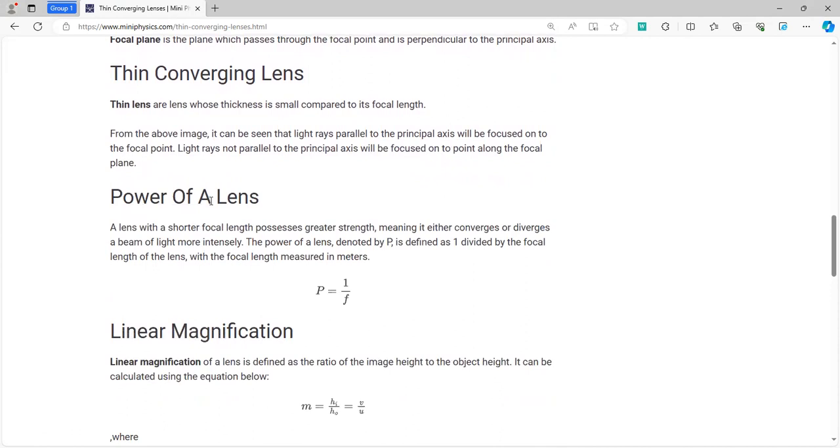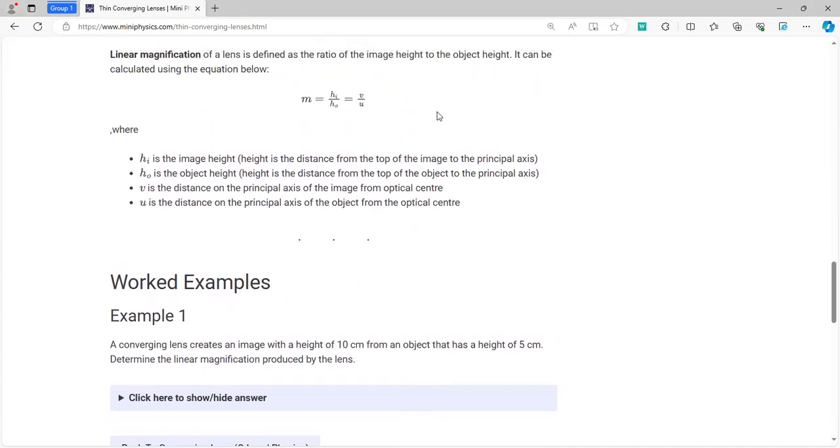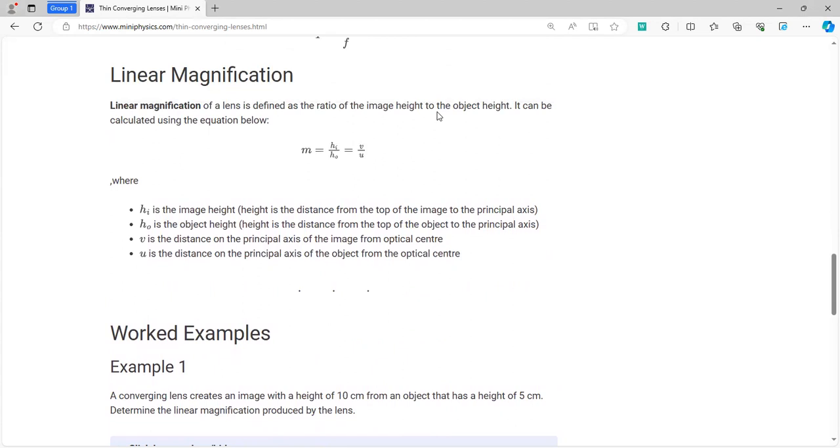Now, this is how we calculate the power of a converging lens. The power is inversely proportional to its focal length, so the power P equals 1 over f. Another thing is that those lenses which are thin have a greater focal length compared to those lenses which are thicker. Now, we have repeatedly studied the formula of magnification.